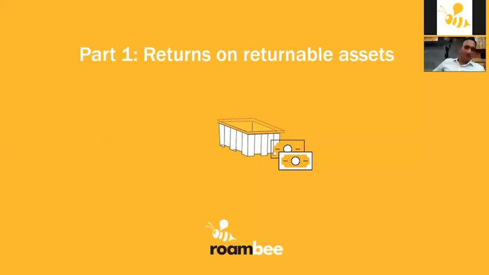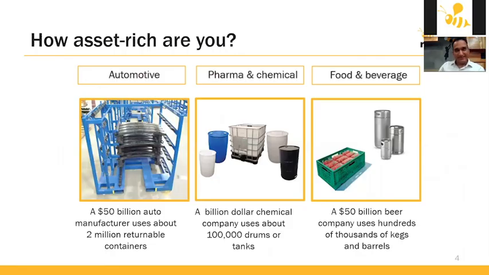Okay, so part number 1, returns on returnable assets. If only the finance guys were looking at it. How asset rich are you, right? Let's take an automotive company, for instance. An automotive company in the likes of Porsche, Volkswagen, Honda, Toyota, or anybody who is a billion-dollar automotive company is using millions of returnable containers.